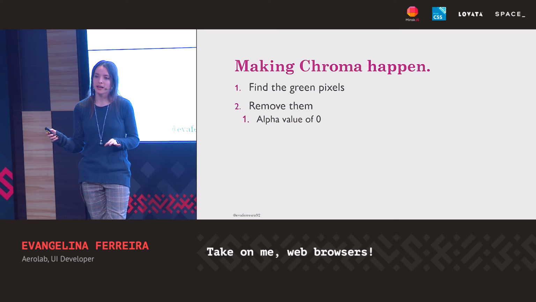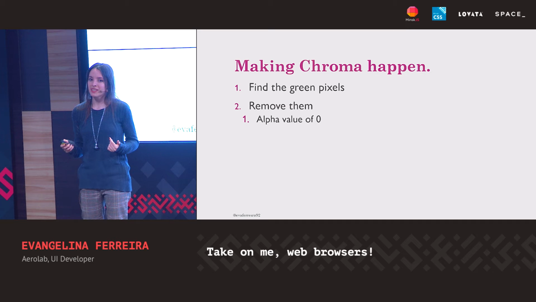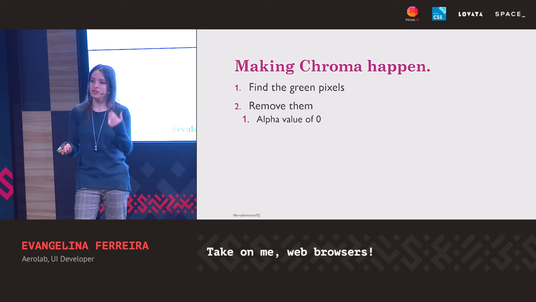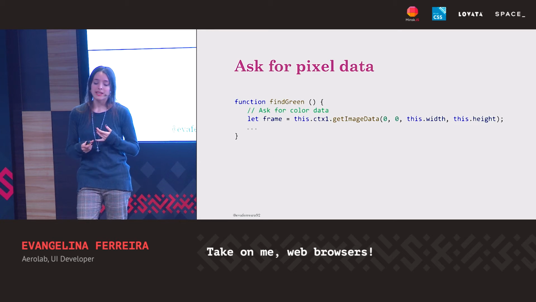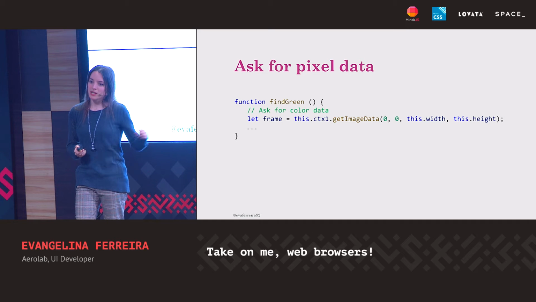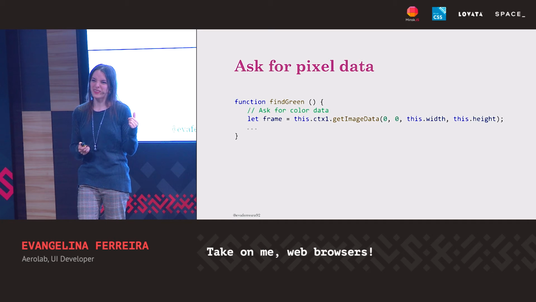So to make chroma key happen, we need to find the green pixels and remove them. But in fact, we don't really remove them. We just turn the alpha into 0. So to find the green pixels, we need to ask for the information of those pixels in the canvas. We have something called getImageData that will return all the information of every pixel in that canvas. I want to recommend this, but I actually did a console log of that.